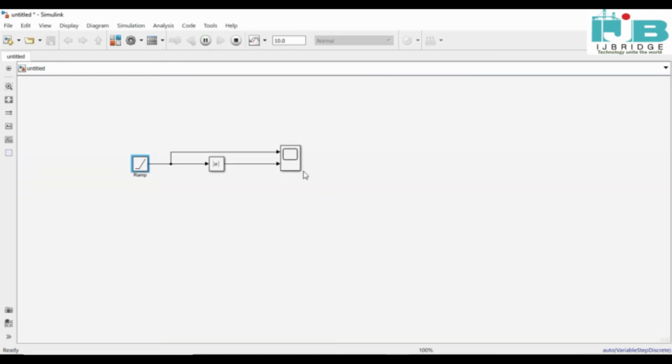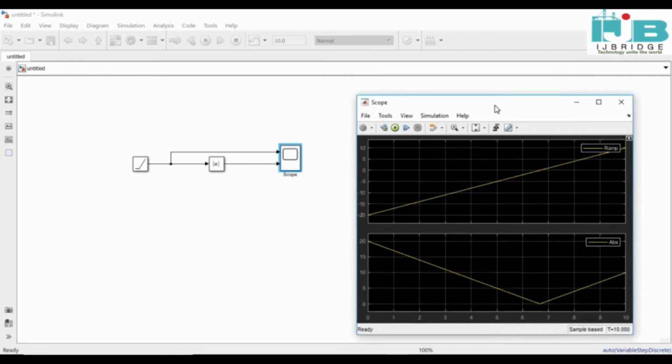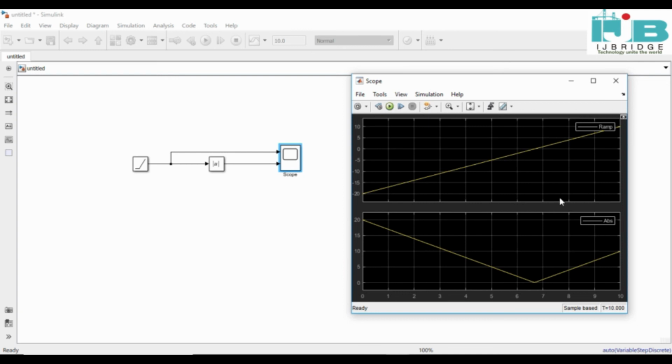Yeah, so as I wanted, the values are going from -20 to +10. As you can see, from -20 to 0, then again it is going positive. When the values actually become positive, this is the zero crossing. After the zero crossing, the same waveform appears as positive, but the negative part is inverted. This is how the absolute block works on a ramp which starts from negative.